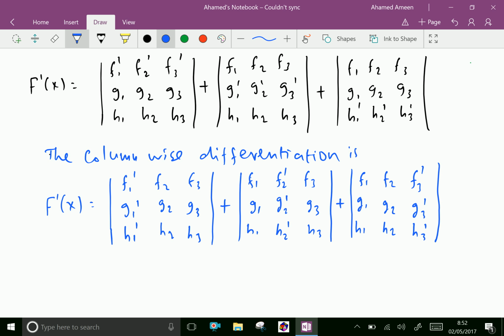This means differentiation row-wise or column-wise gives the same answer. This is the final answer for the differentiation of the given determinant.